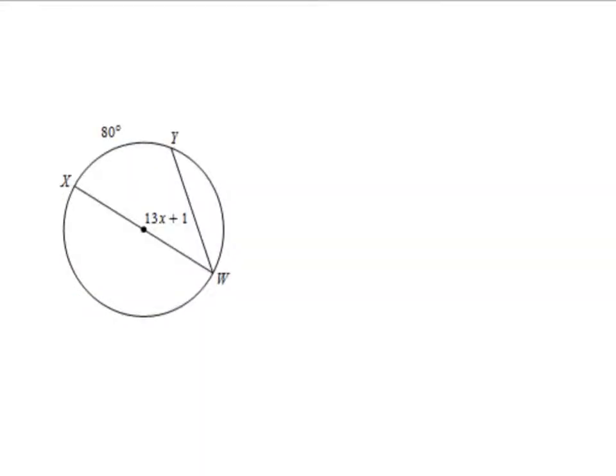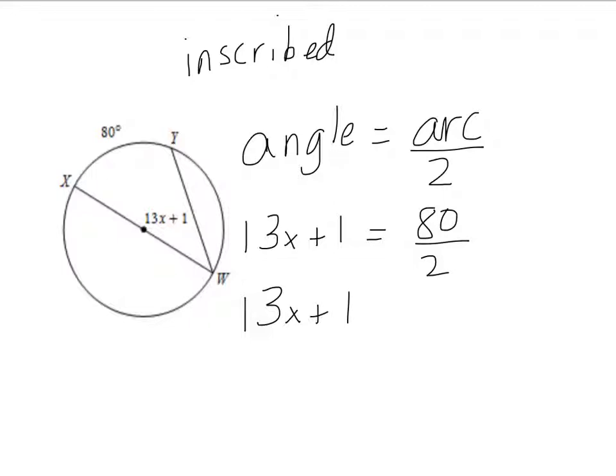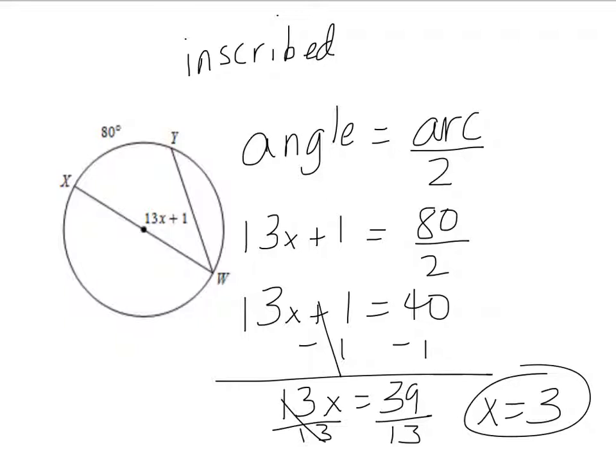Alright, here's another one, the same thing. It's another inscribed angle. So our formula is angle equals arc divided by 2. So my angle, 13x plus 1, equals my arc divided by 2. The arc is 80, so 13x plus 1 equals 40. I subtract 1 from both sides. 13x equals 39. I divide by 13, and x equals 3. Okay, these all pretty much work the same way.